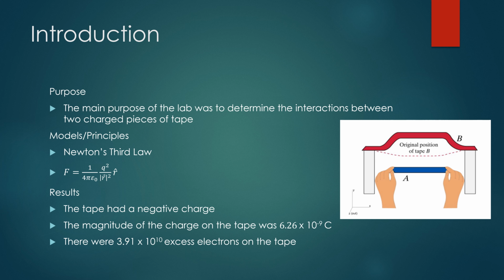And the main results from this lab were that both the pieces of tape had a negative charge, and the magnitude of the charge on the tape was 6.26 times 10 to the negative 9 coulombs. And there were 3.91 times 10 to the 10 excess electrons on the tape.